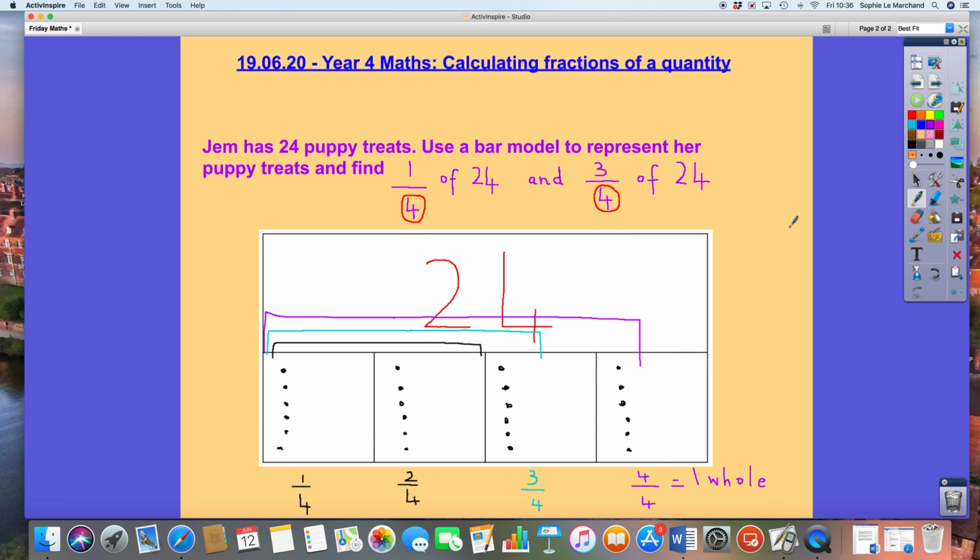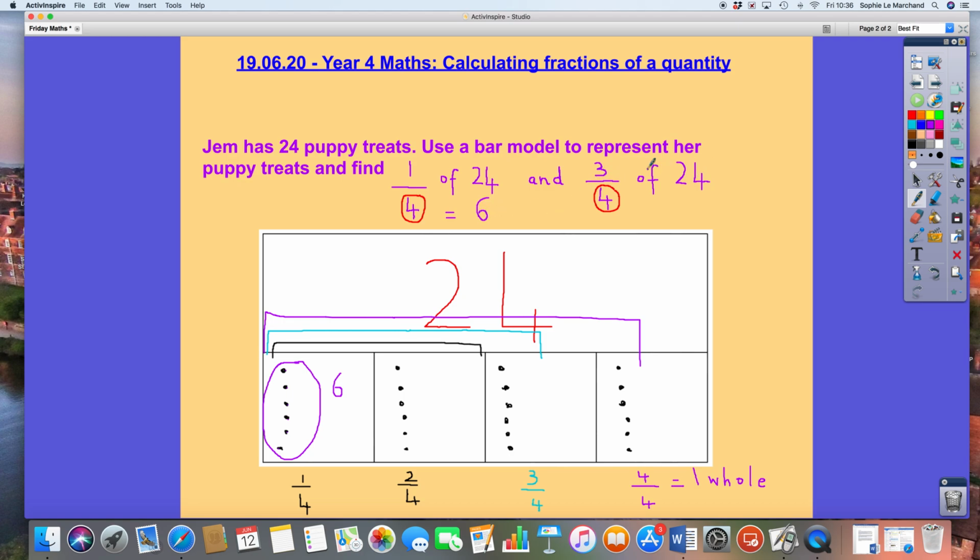So let's look now at our question. So the first thing it's asking us to find is 1 quarter of 24. So here's our full amount, 24, and we know that this box here represents a quarter. So let's count how many dog treats are a quarter of 24. 1, 2, 3, 4, 5, 6. So a quarter of 24 is 6.